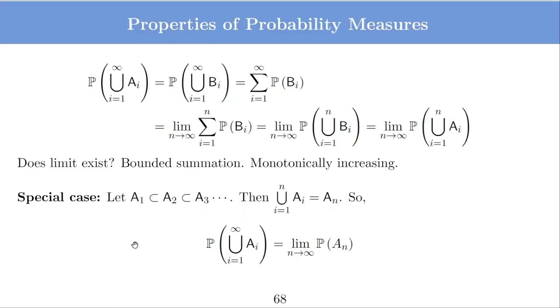As a special case, you can take sets A1, A2, A3 such that A1 is a subset of A2 and a subset of A3. So these sets are monotonically increasing, such that the previous set is contained in the new set. In that case, the finite union of the first n terms is nothing but the last term An. For example, if A1 is inside A2, then A1 union A2 is A2. So I can replace this finite union just by An, and say the probability of the infinite union of Ai is the limit as n tends to infinity of the probability of An.